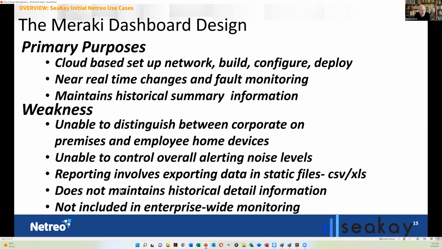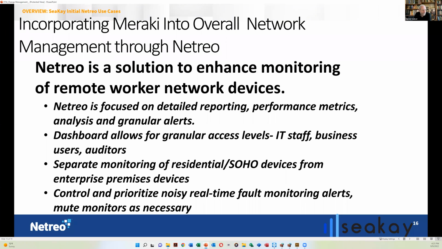Also, we have difficulty in the traditional Meraki environment maintaining historical data over a long period of time and doing some kind of intuitive analysis on what's working and what's not working. Again, Meraki was built as a standalone solution, not necessarily to work in an enterprise environment.